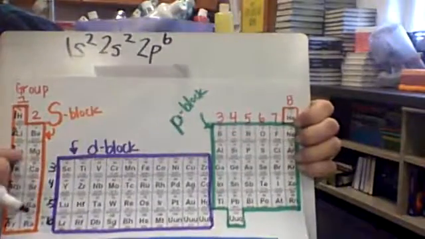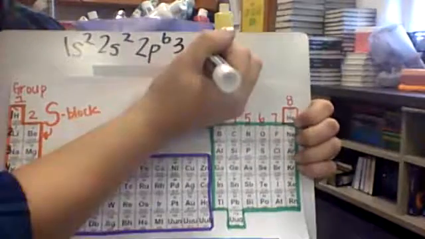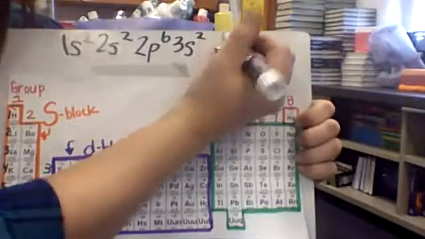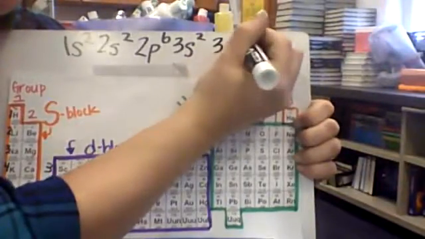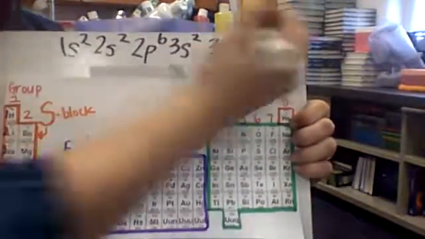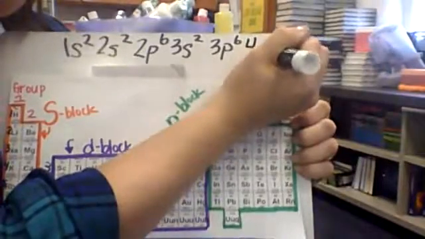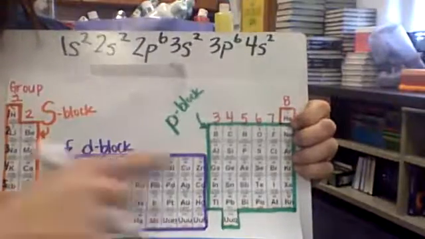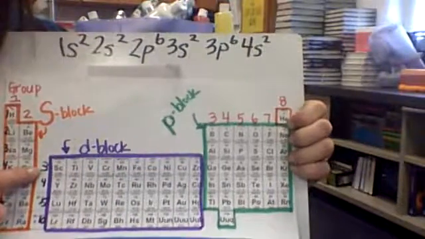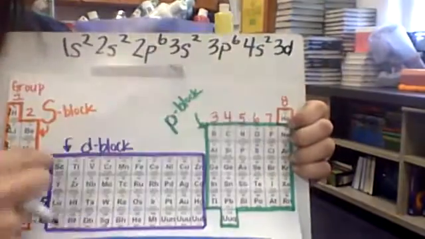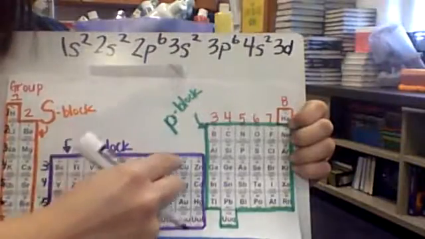hop down, 3s2, hop over, 3p6, hop down, 4s2, and if we go all the way over to copper, we are now in D, but careful, we are in row 3 again, although it doesn't appear that way. 3d, 2, 3, 4, 5, 6, 7, 8, 9.